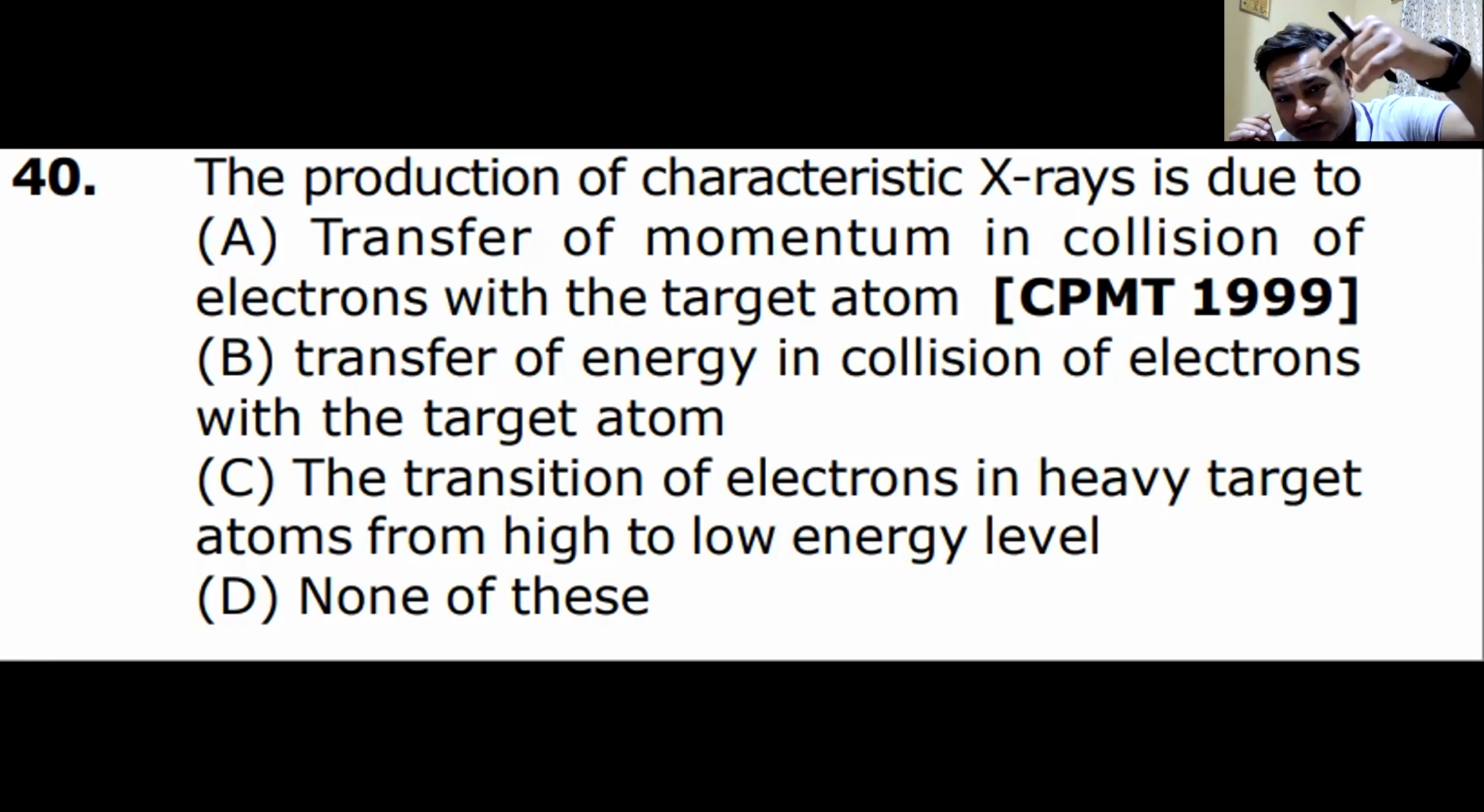Fast moving electrons strike the target and knock off electrons from the lower shell. And from a higher shell, electrons jump to the lower shell. And in this transition, energy is emitted. So what is the correct answer? C. And you have said B.